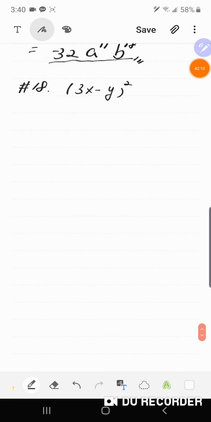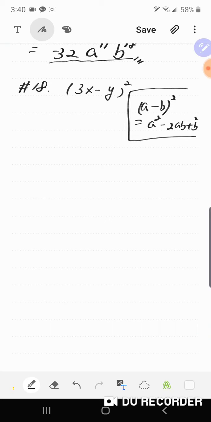Okay, to multiply this, we can use a formula for this. The formula is this. Let me write the formula here. (a − b)² is equal to a² − 2ab + b². So we can use this formula.